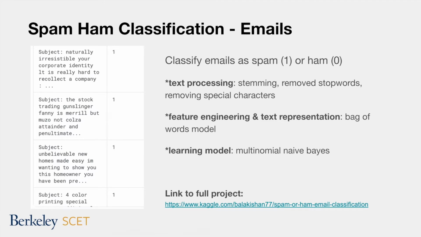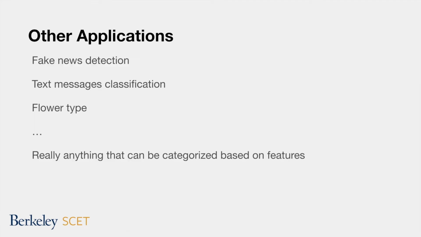Other examples where we would go through a process that's very similar to the spam ham email classification are, for example, fake news detection: 1 if it's fake news and 0 if it's not. Text message classification, where we can work with multiple categories. So for example, you could have stop be one of them, and do not reply, or continue to respond. Flower type is another one that you could have multiple categories for, and you could really use this process for anything that can be categorized based on features.